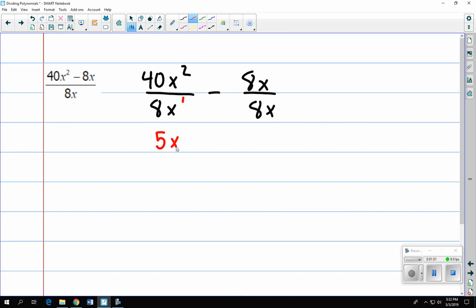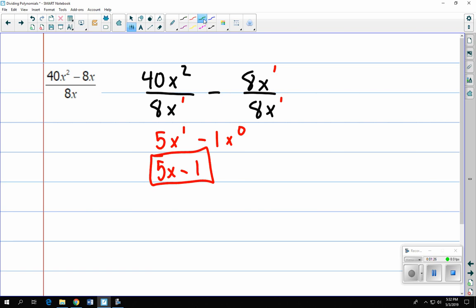So I'm going to have 5x to the first minus 8 divided by 8 is 1, x divided by x. Again, if we put those exponents as 1 up there, 1 minus 1 is 0. So I'm going to get x to the 0 power. Anything raised to the 0 power is automatically 1. So now I'm going to have 5x minus 1. And that would be my final answer.